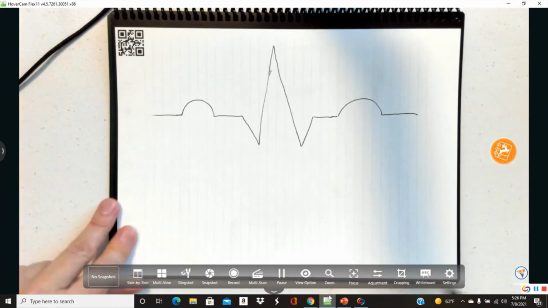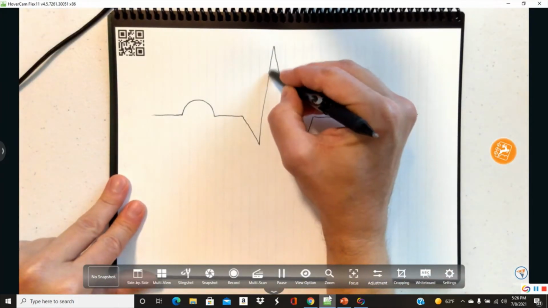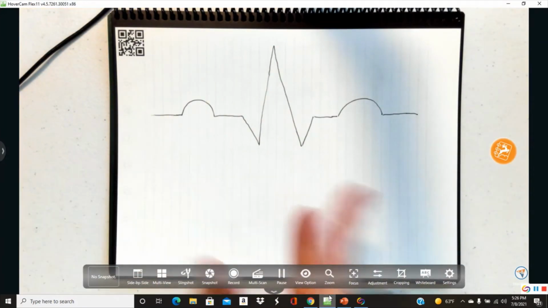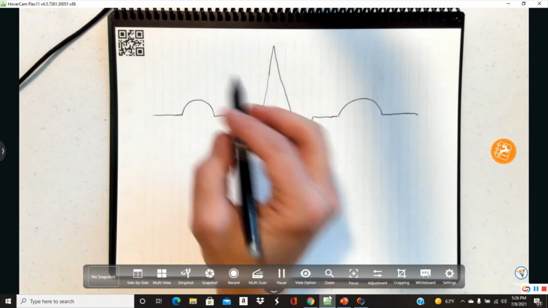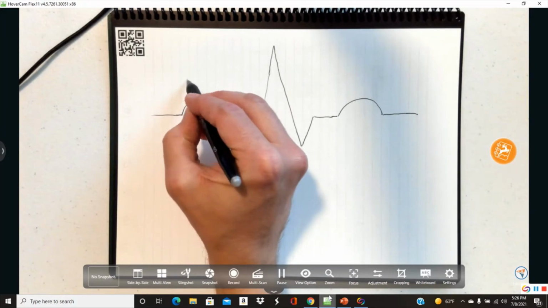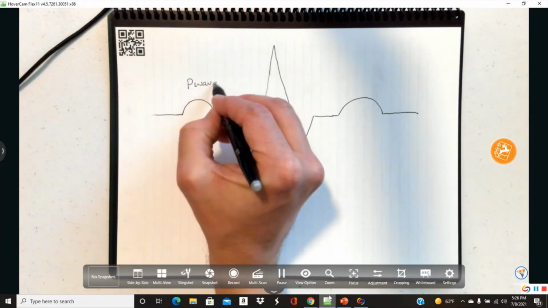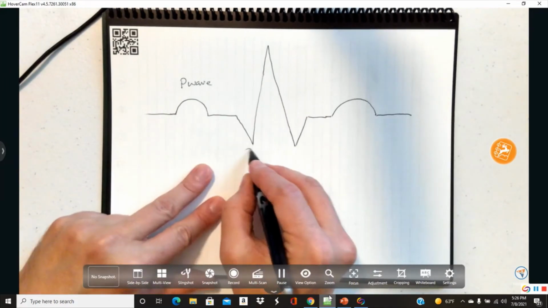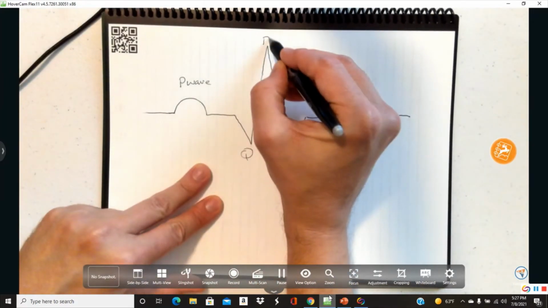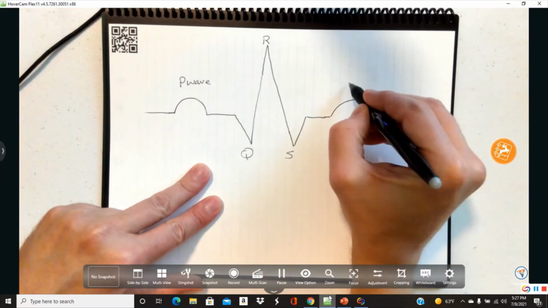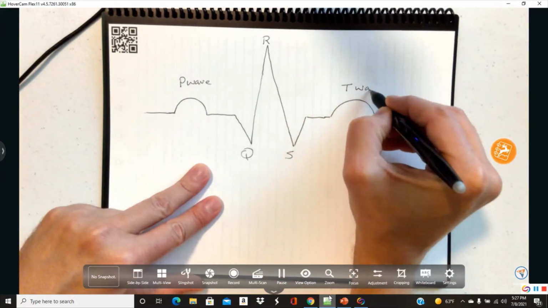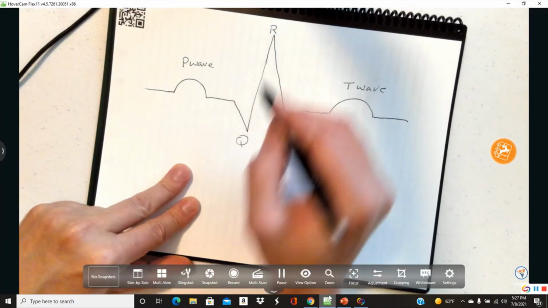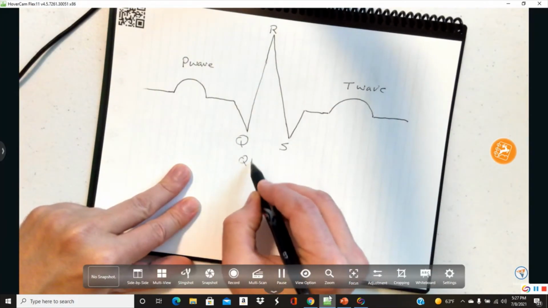Now, part of this is just using a section of the ABCs, A, B, C, D, E, F, G, H, I, J, K, L, M, N, O, P. You have what is called a P wave. Then Q, R, S, and T wave. So we have what is referred to as a QRS complex.